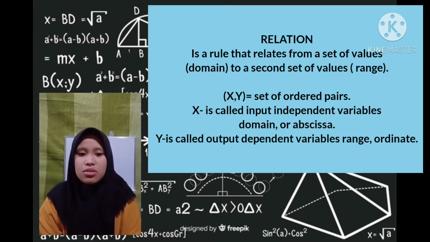A relation is a rule that relates a set of values, the domain, to a second set of values, the range. So, x and y are what we call ordered pairs, a set of ordered pairs. The x is called the input, the independent variable, domain, or abscissa. The y is called the output or dependent variable, the range, or ordinate.